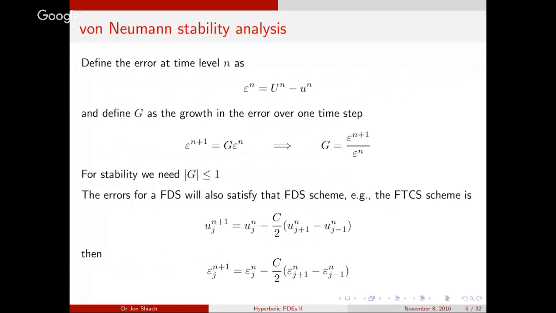Another slight alteration here is, remember, C is equal to V times delta T over delta X. So I can replace that with C, and I've got a simplified version. So that's my forward time central space scheme. We saw last week that it was unstable. Well, if that's the scheme, then the errors in the scheme are exactly the same. So the errors also follow the finite difference scheme. So if I know what the errors are at the previous step, I know what the errors are at the next step.